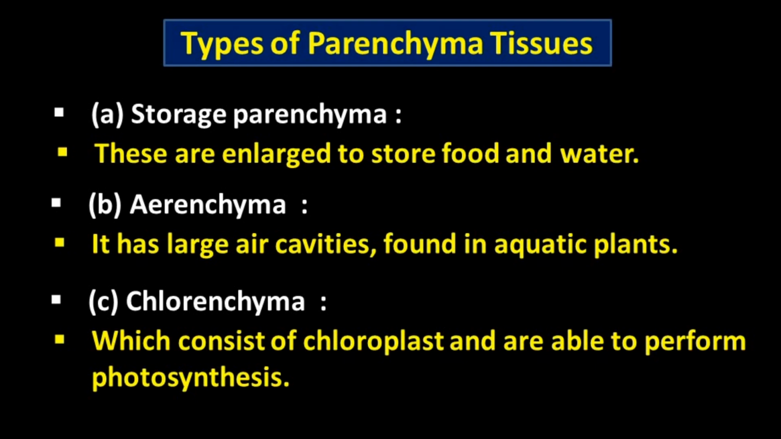Function of storage parenchyma: to store food and water. Aerenchyma, they have air cavities. These tissues are found in aquatic plants. And chlorenchyma, they have chlorophyll. They are able to carry out photosynthesis. They can make their own food.